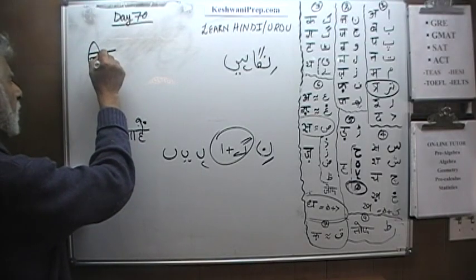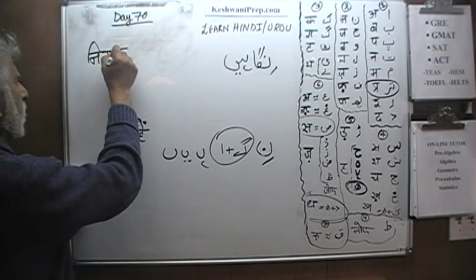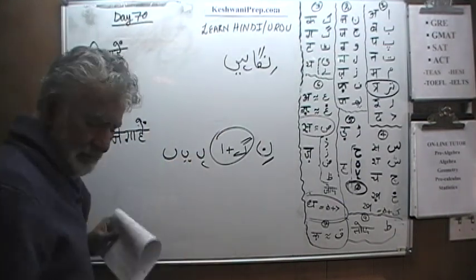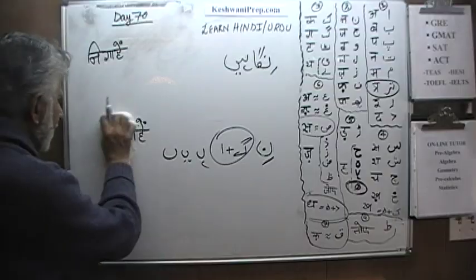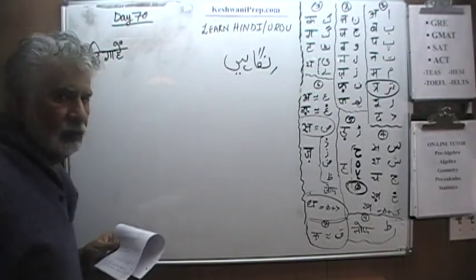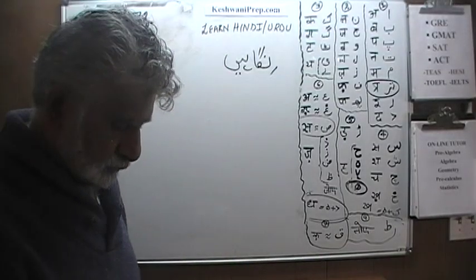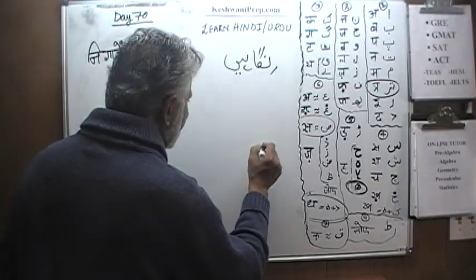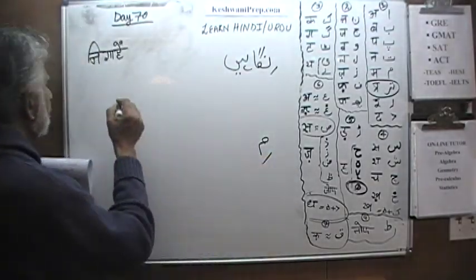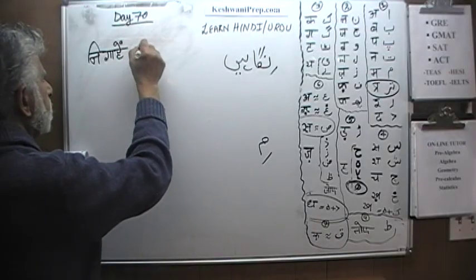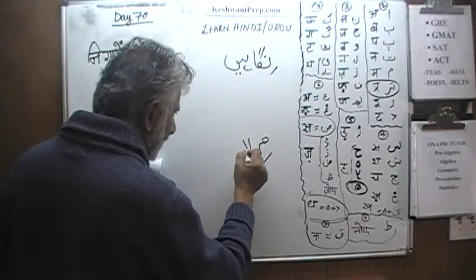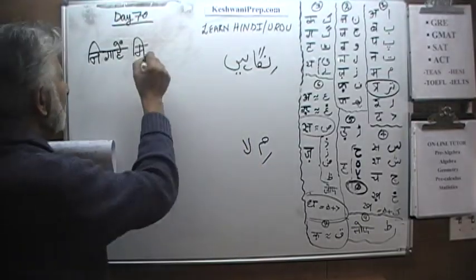Ni. Ga. Hen. Nigahen. Milane. Milane means to mix or come in contact. We'll see in a second here. Meem with a choti i. Mi. Lam with an alif. That means the la. Mi la.